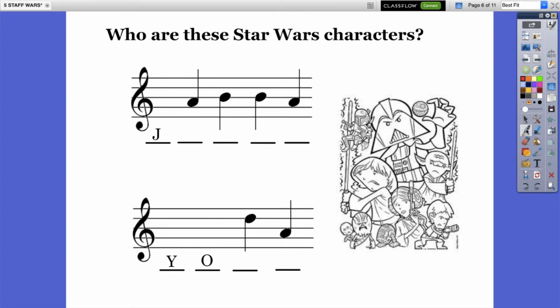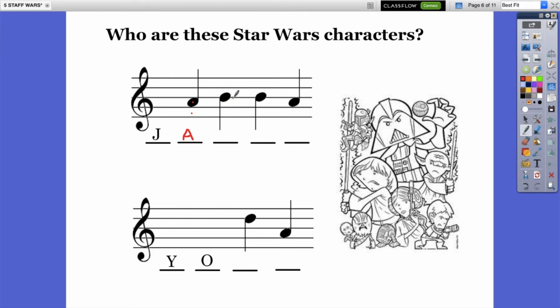Well, the first thing I have to do is decide, is this note a line or a space? It's a space because it's in between the lines. So I say face, F, A. Oh, I don't even need to keep going any further. I know it's an A. All right, let's keep on going.